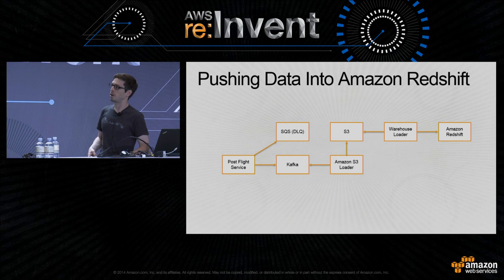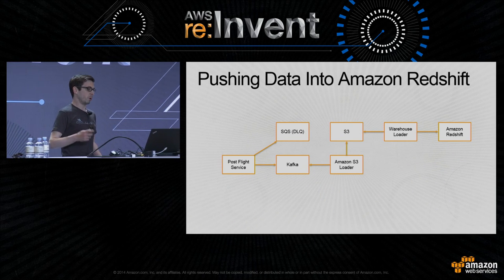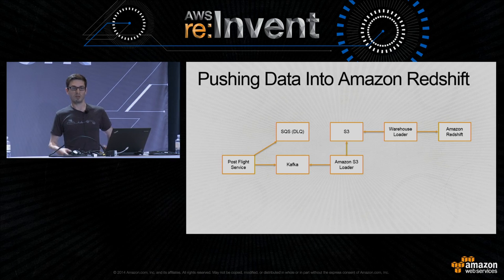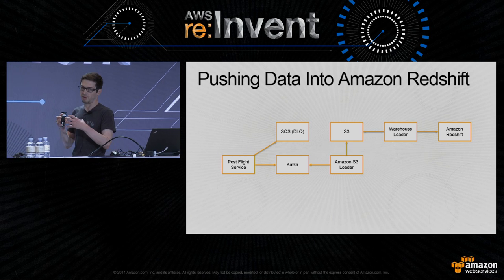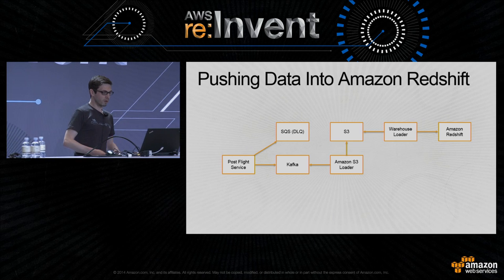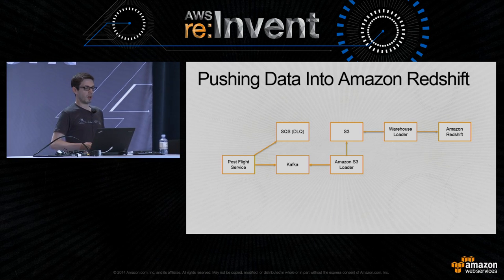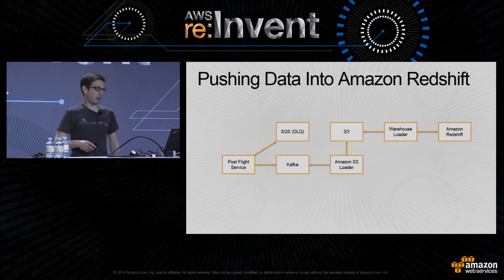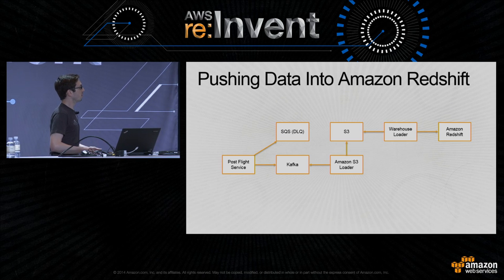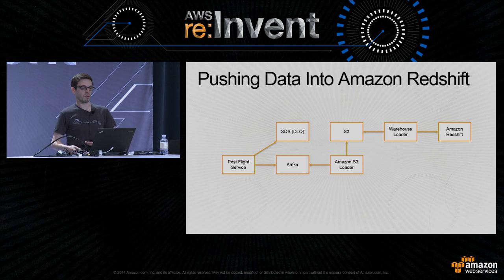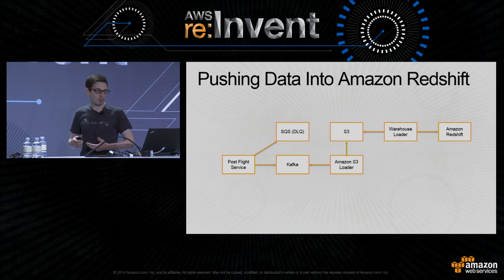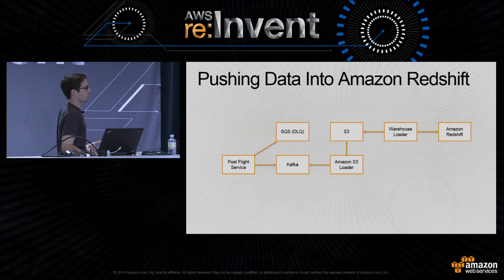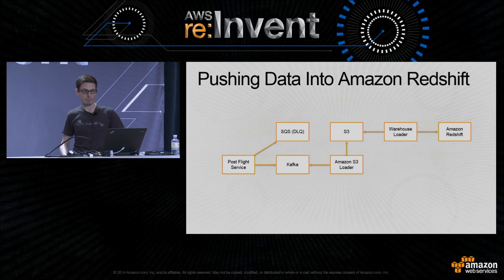So we changed it a little bit. Instead of the warehouse loaders pulling directly from the database, we now push the data from our post-flight services, which is the sink for all the data that is at rest, into our event bus, for which we use Kafka. And then we have an S3 loader that takes all of that data, batches it, and shoves it into S3. And we batch it because Redshift is optimized for batch loading data. It's not optimized for inserting individual records at a time.